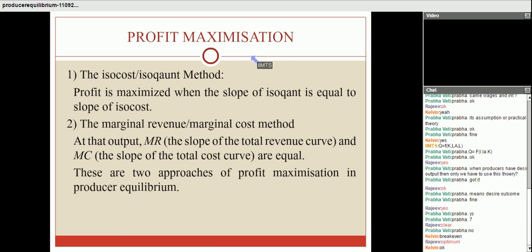Now, for profit maximization, there are two methods. We need to know about this one, the isocost and isoquant method. This is what I told you, how this analysis is used for calculating the equilibrium of the producer. Profit is maximized when the slope of isoquant is equal to the slope of isocost. This is another method, but this we will be studying when we are talking about the marginal revenue and marginal cost. That is a separate chapter in itself.